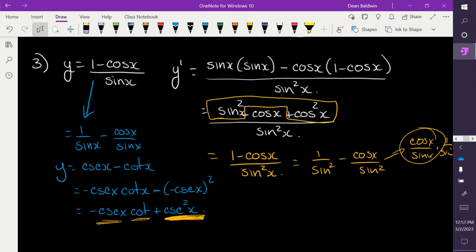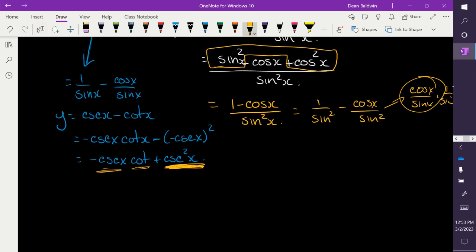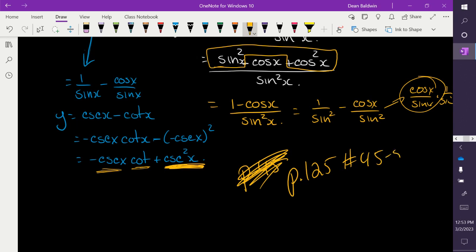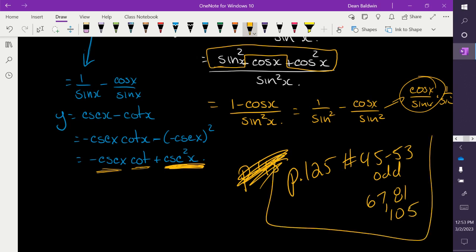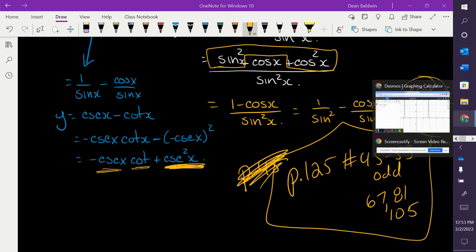All right, I'm going to give you a few practice, and then we're going to move on to higher order derivatives. So not page 45, page 125. 45 to 53 odd, 67, 81, and 105, please. I'll give you like a half hour to work on that stuff.